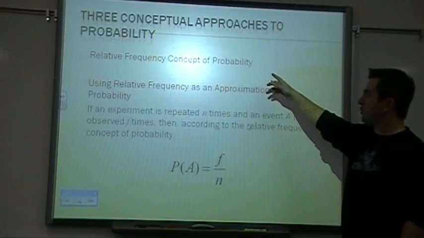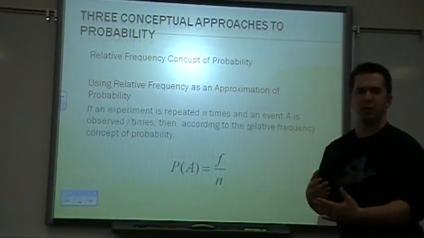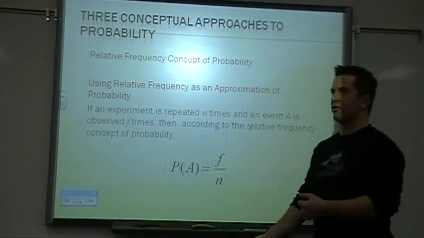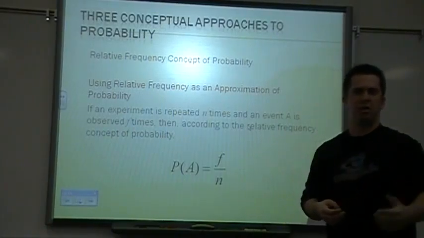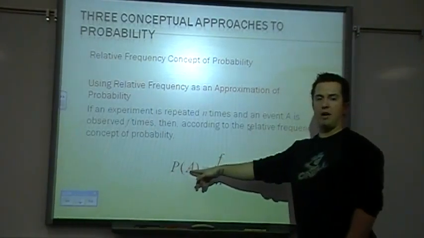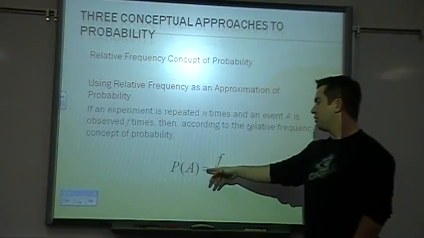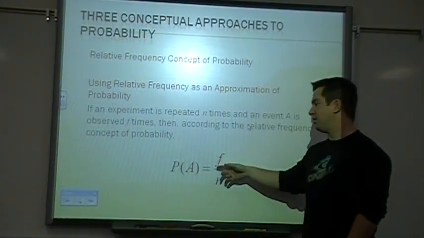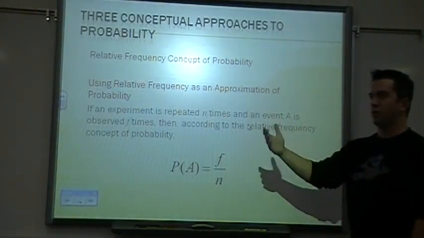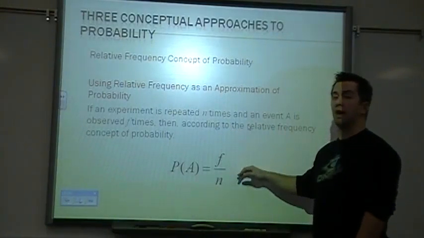Now we got relative frequency concept of probability. This is where we go out and we do an experiment, like I was talking on that one, where you roll the dice 12 times, you get 3 of them are 2s. That would be what this is talking about right here. The probability of A occurring, whatever A is, if that's what you're trying to find, is equal to how often A happens divided by how many total times we did the experiment. So if we were back to that 3 2s, 12 total times, our probability would be 3 divided by 12.